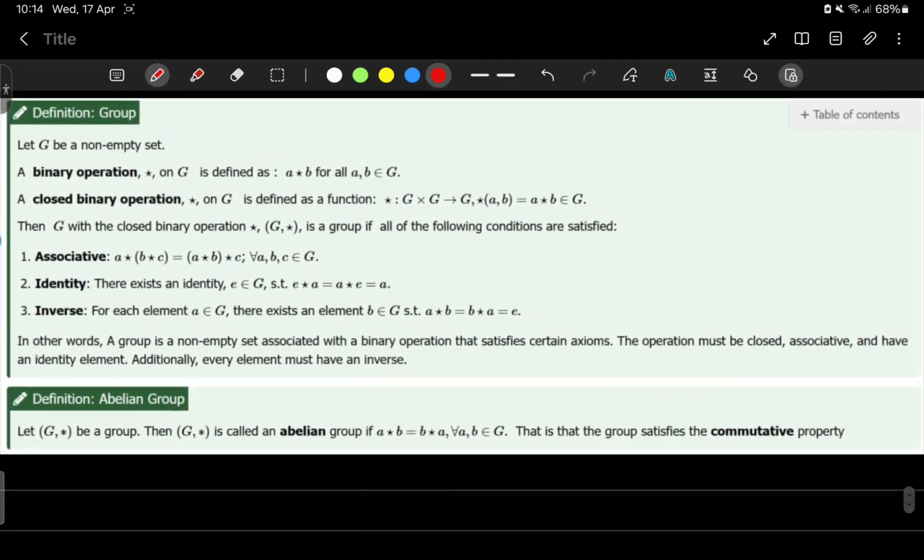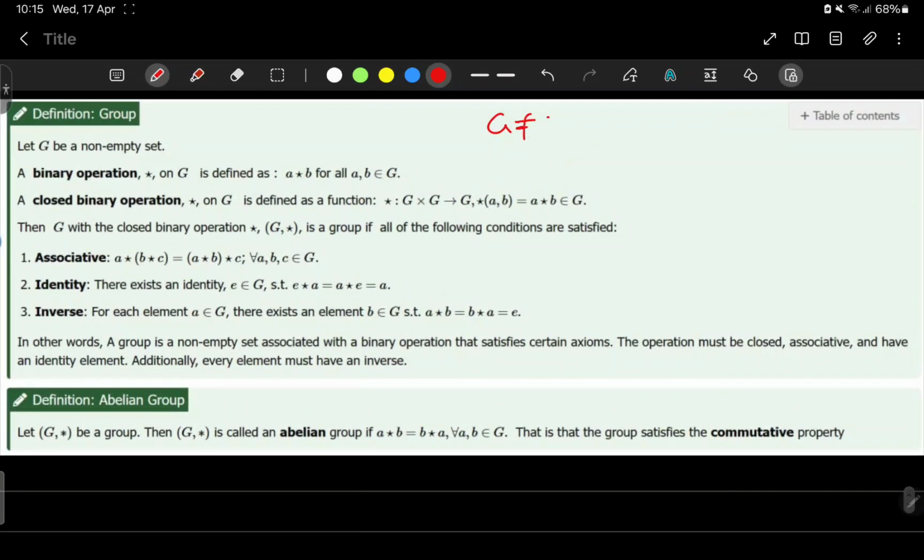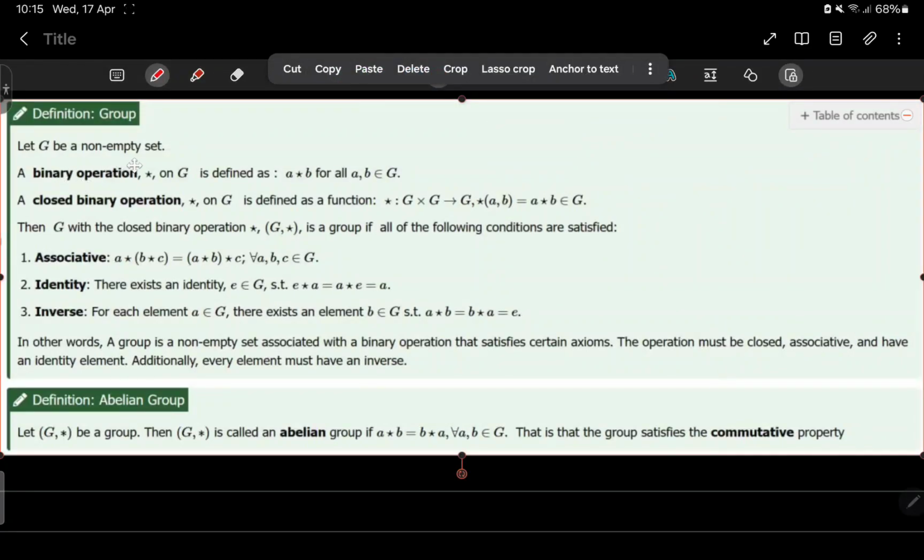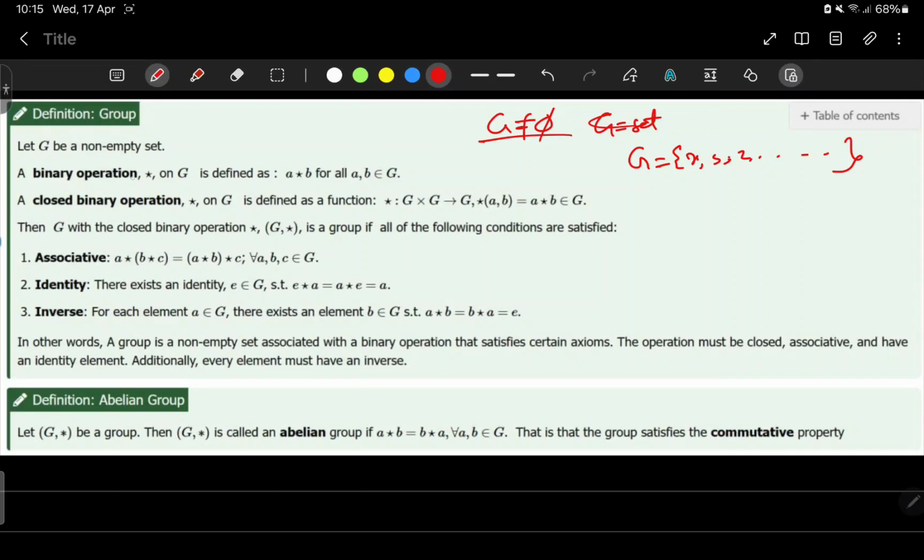So let G be a non-empty set. A set means a set of elements like x, y, z, some elements are there. First we will see the binary operation definition. A binary operation is basically an operation which we are performing on a group. It is represented by star.